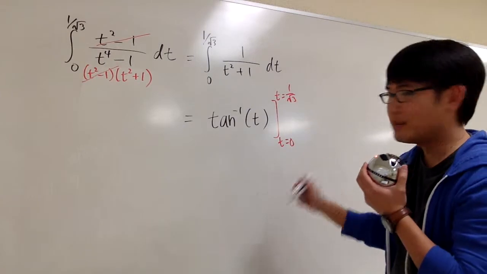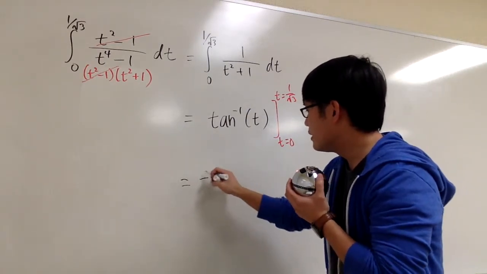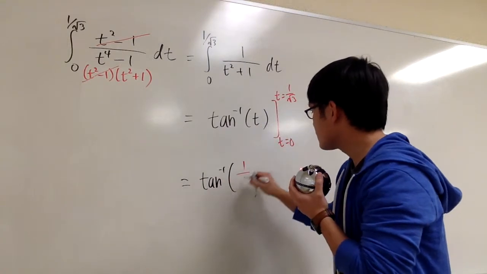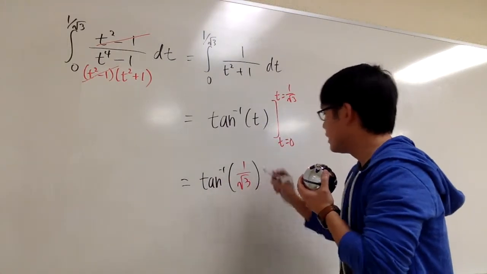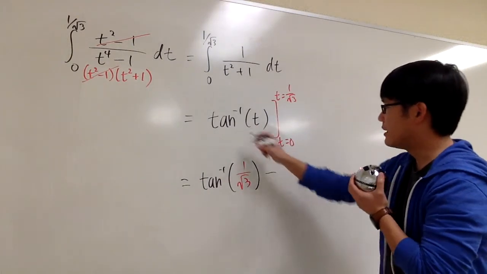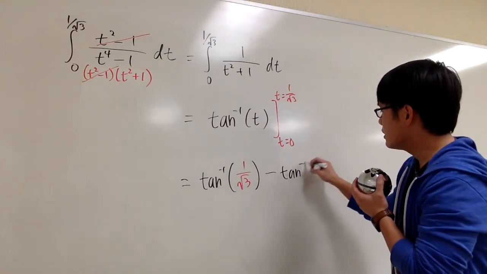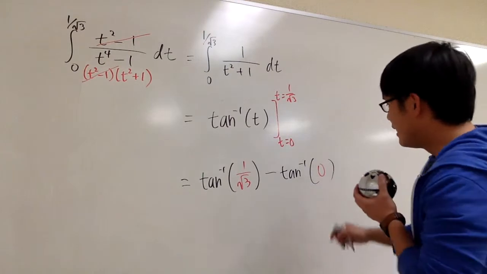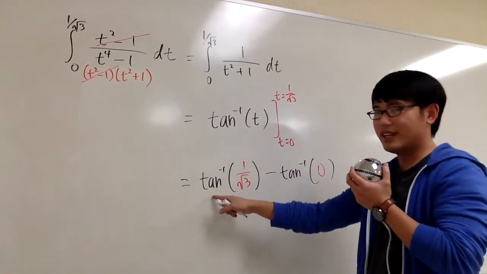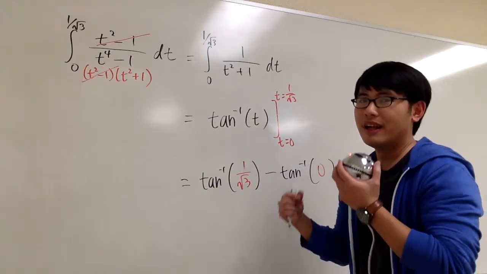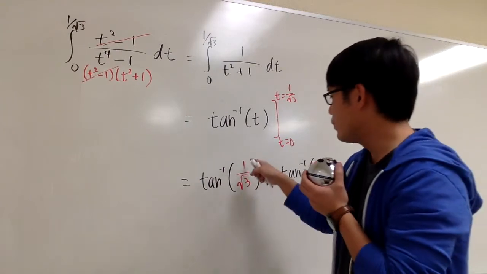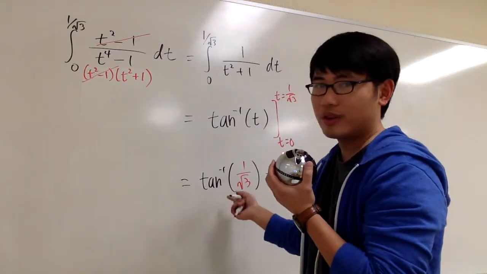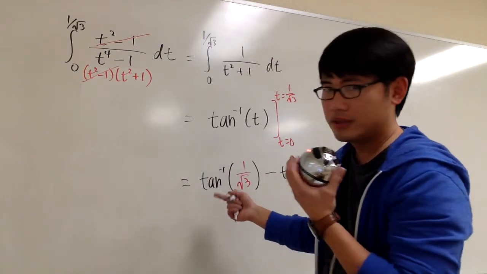And now let's just plug in numbers. The first one will be the inverse tangent of 1 over square root of 3. And then plug in 0, so we minus the inverse tangent of 0, just like that. Well, to do inverse tangent, you have to ask yourself, tangent of what angle will give you 1 over square root of 3? Well, for all the inverse trig functions, the outcome stands for the angle.